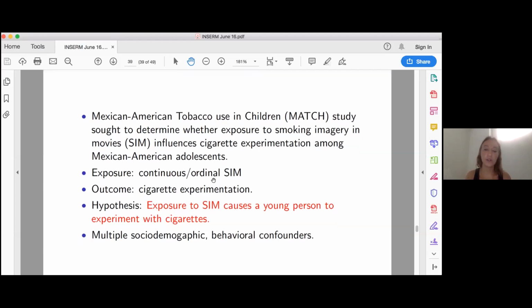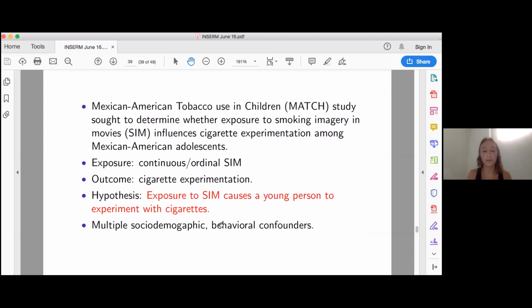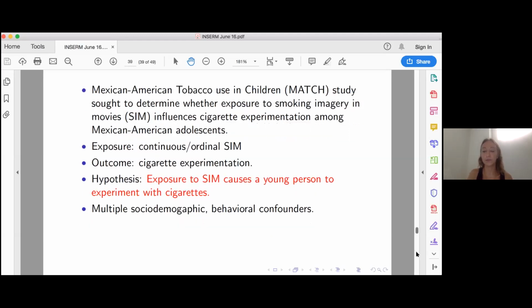So exposure is continuous or ordinal. You could look at it either way. It's typically viewed as ordinal among the behaviorists that study this. Outcome is cigarette use or experimentation. Hypothesis is exposure to SIM causes a young person to experiment with cigarettes, if we adjust for these multiple sociodemographic and behavioral confounders.